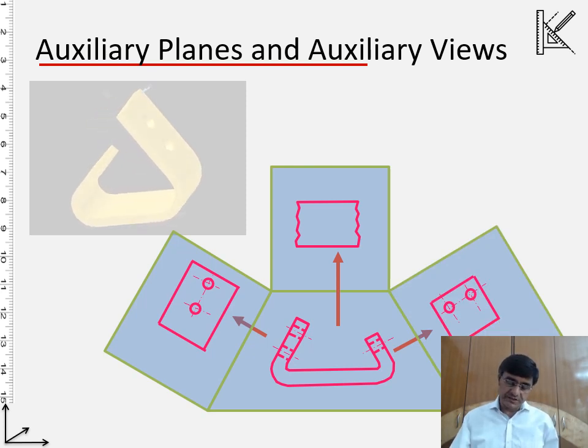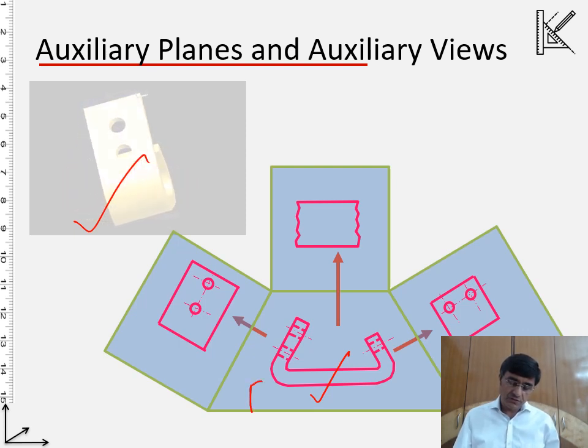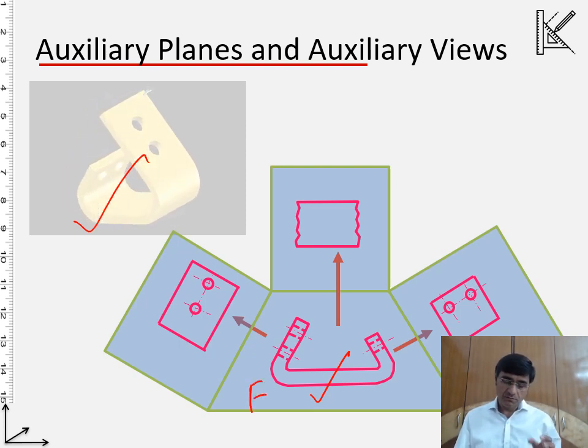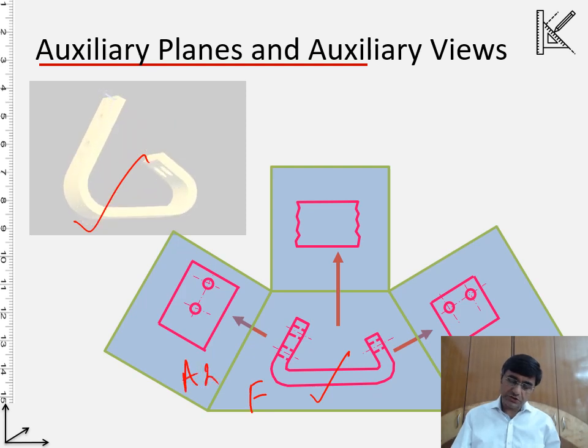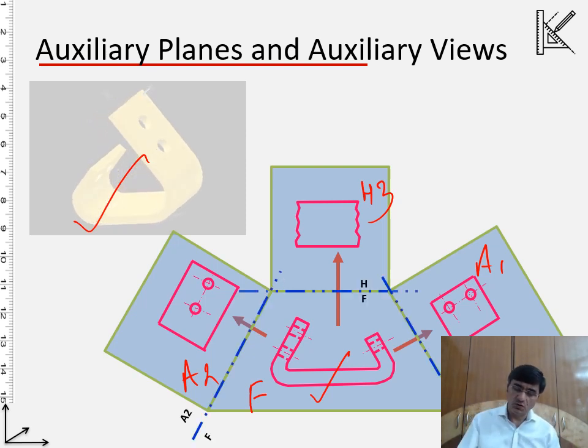So for this object, or rather the object here, there is the frontal, auxiliary 2, auxiliary 1 and the horizontal. So these are the projections. Okay, the same thing with some more.